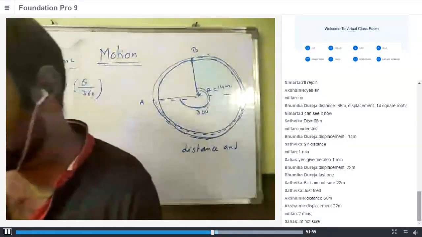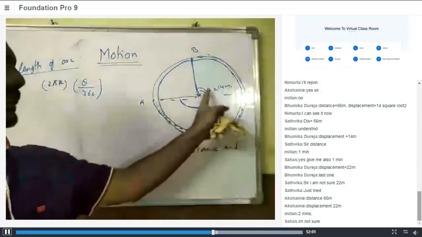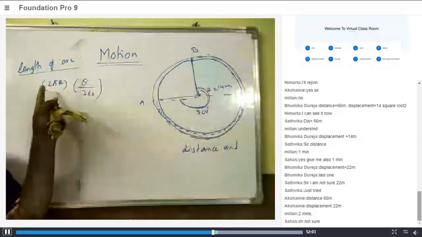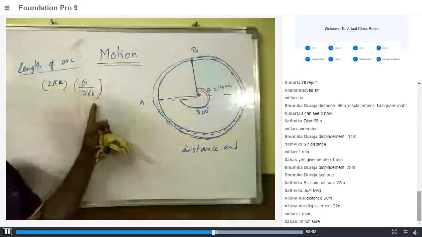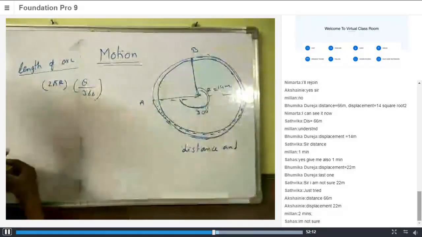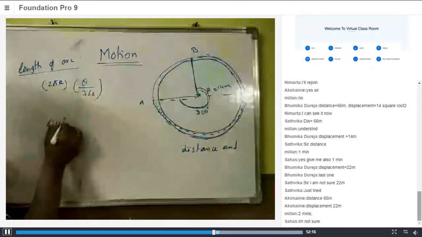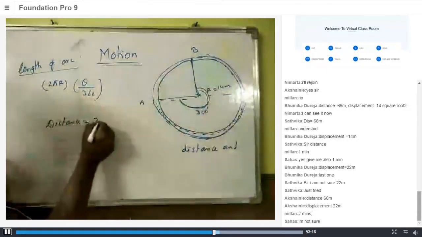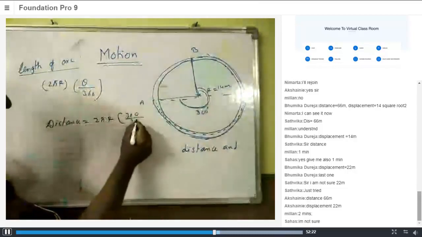All of you are aware of this formula in mathematics? Length of an arc of a circle. If the arc subtends an angle theta, then the length of the arc is 2 pi r into theta by 360. Now what is theta here? Theta is 300 degrees. So distance covered will be equal to 2 pi r into 300 by 360.